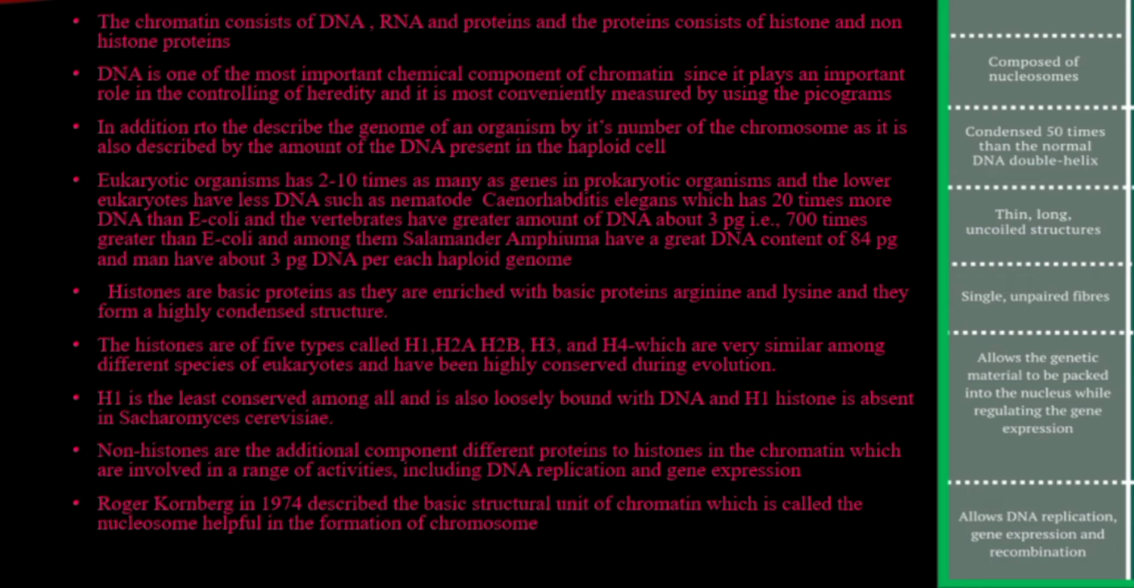What are histones? Histones are basic proteins, enriched with the basic amino acids arginine and lysine, and by these they form a highly condensed structure. Histones are of 5 types: H1, H2A, H2B, H3 and H4. They are very similar among different species of eukaryotes and are highly conserved during evolution.